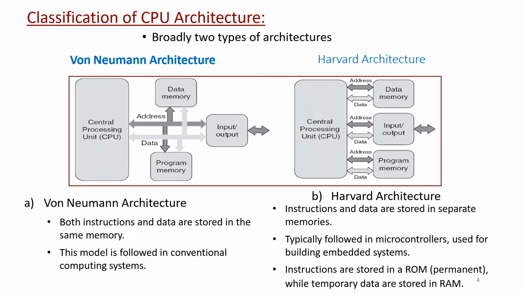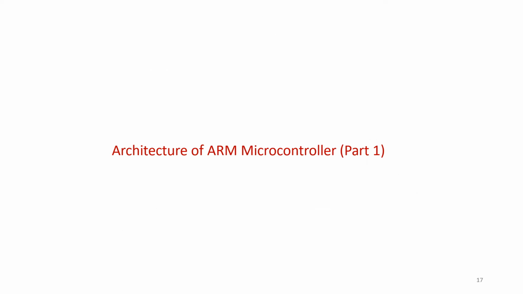So another advantage is instructions are stored in ROM, permanent, while temporary data are stored in RAM, random access memory. So this advantage is utilized in ASIC processors, application specific integrated circuit processors. Okay, so these are the two broad classifications of CPU architecture, von Neumann and Harvard. So now let us discuss this ARM microcontroller.